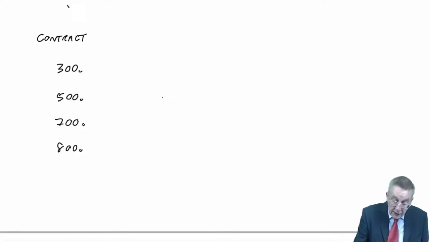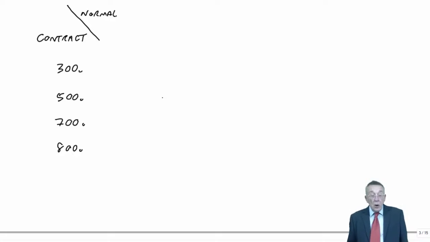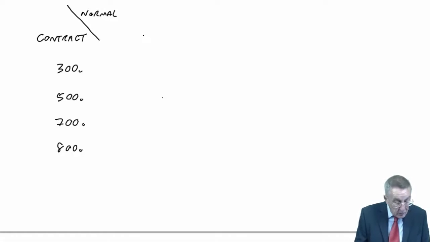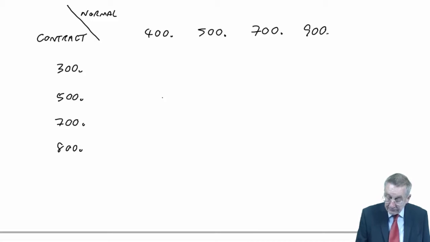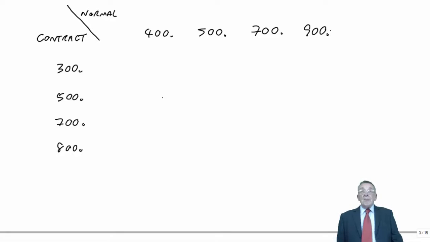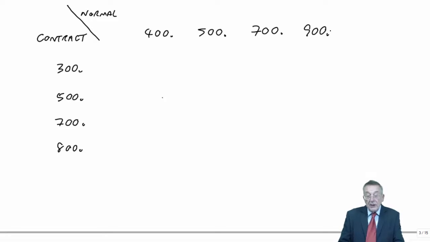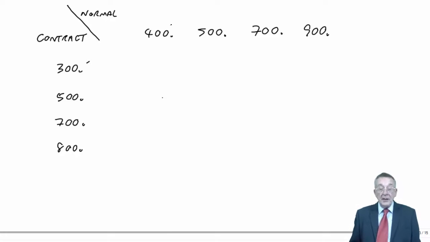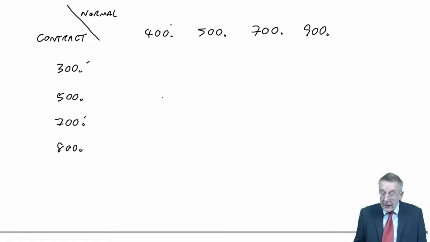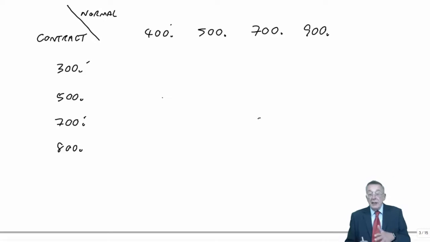But it'll also depend on normal demand. And the normal demand might be 400 units, 500 units, 700, 900. And the eventual profit we end up with depends on which combination of those there are. Do we contract 300 and sell 400 to normal customers, or do we contract 700 and normal customers want 700, and so on?